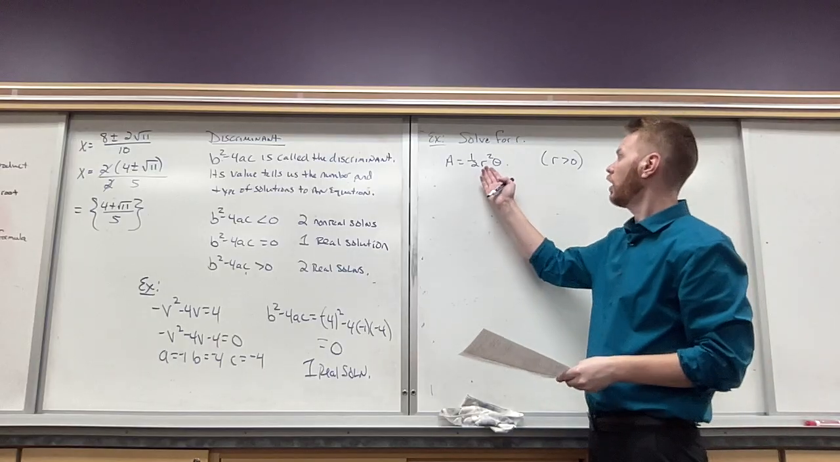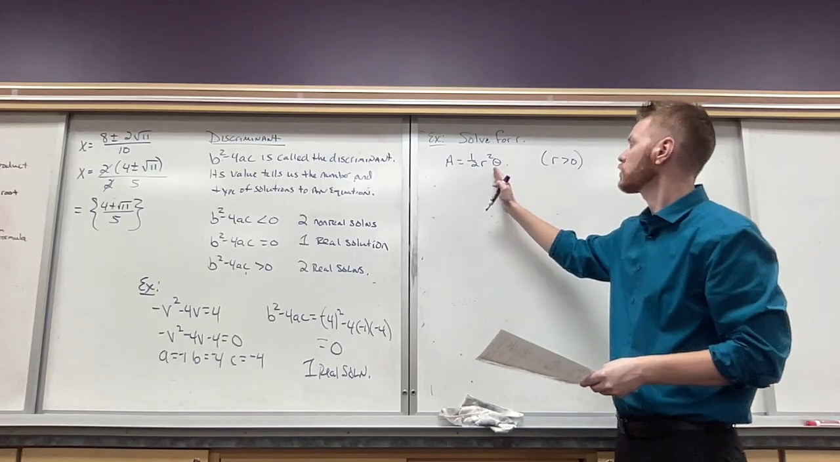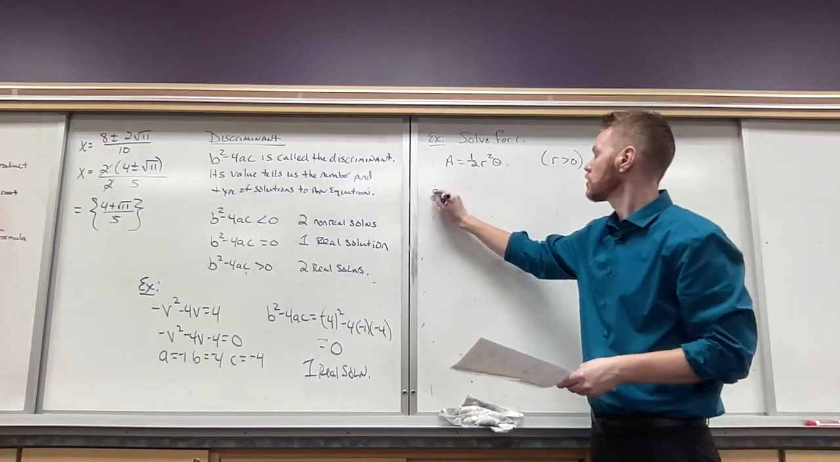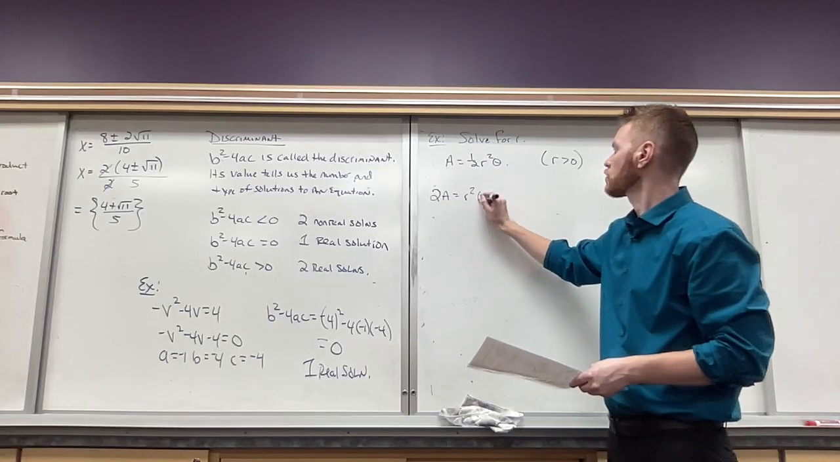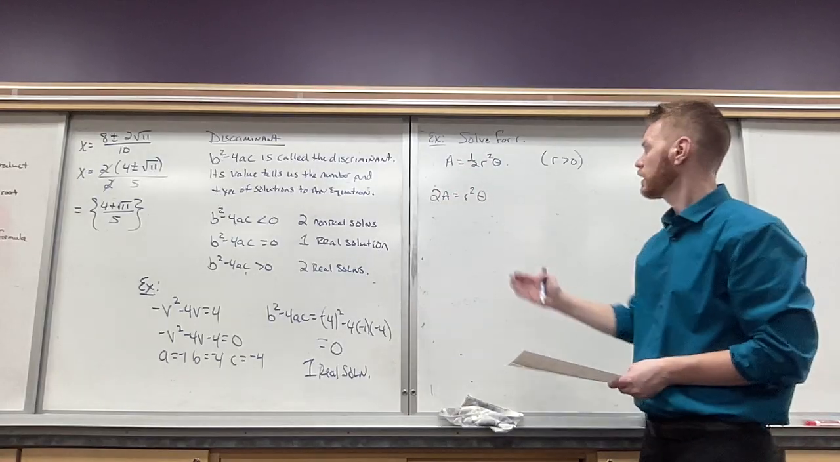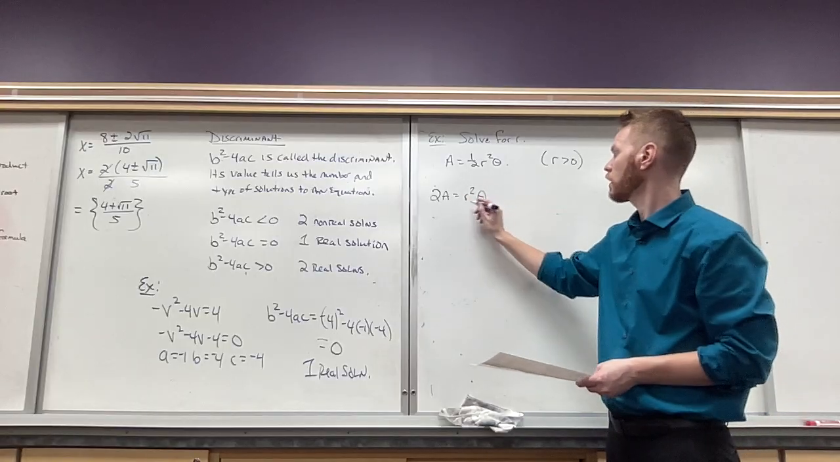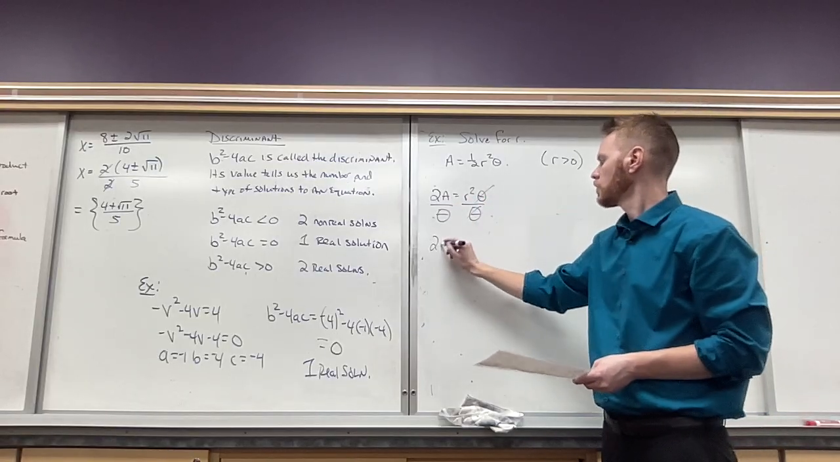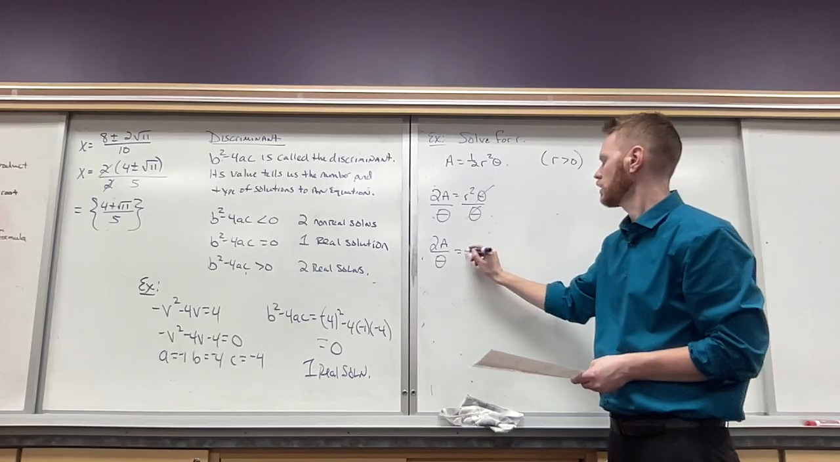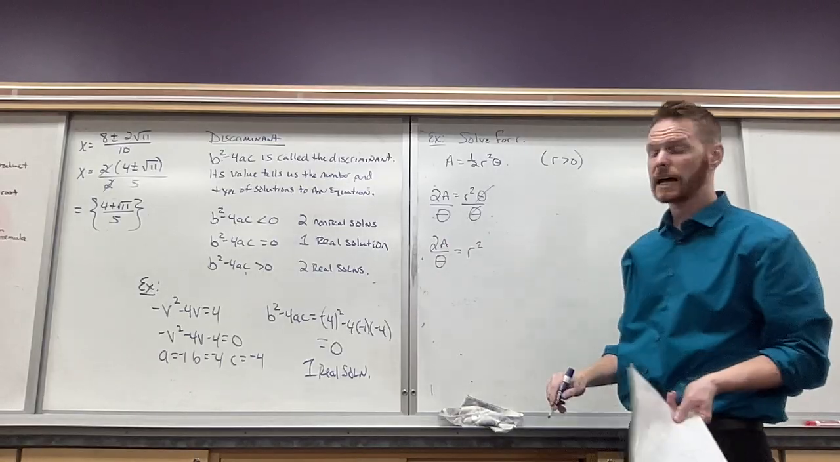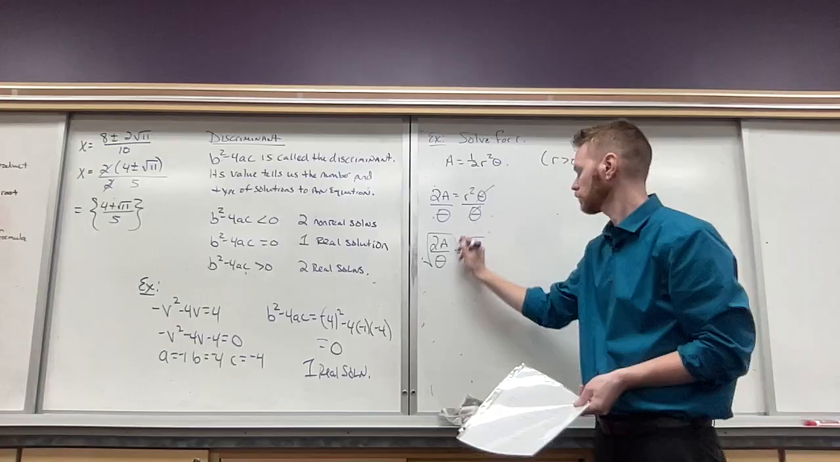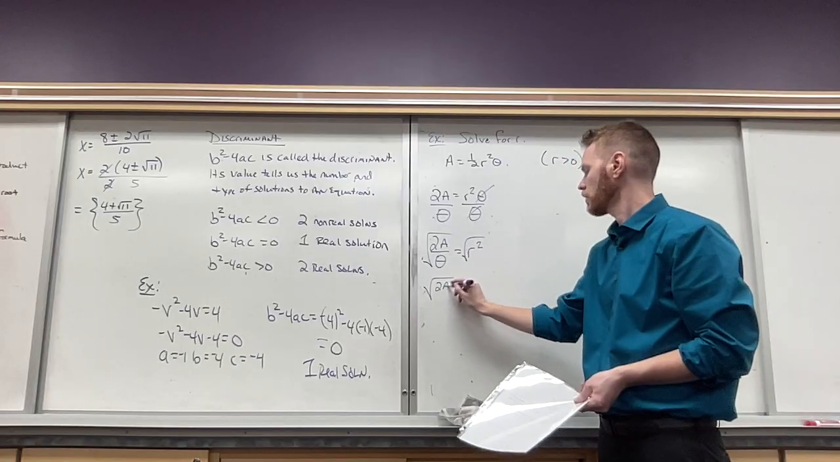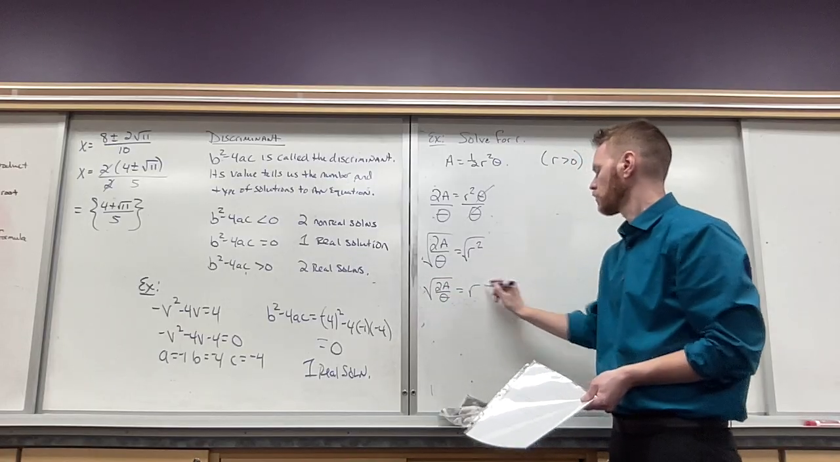So if I want to solve for r, let's get rid of the fraction. I'm going to multiply both sides by 2. So this is 2a equals r squared theta. Now theta is being multiplied to r squared, so I'm going to divide by it. Those cancel. So 2a over theta equals r squared. And then our last step, take the square root. So for my final answer, I get the square root of 2a over theta equals r.